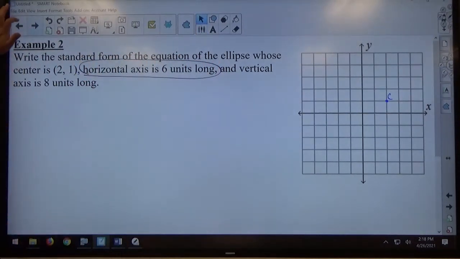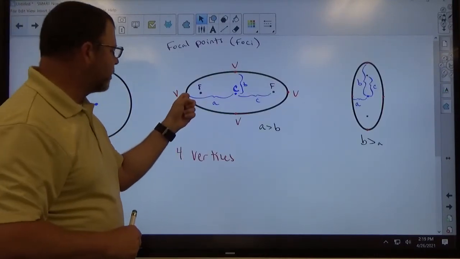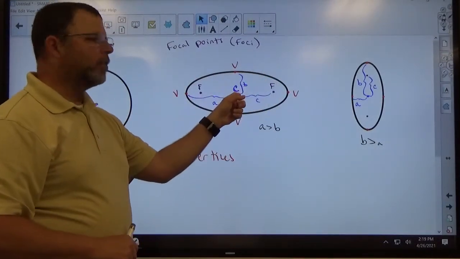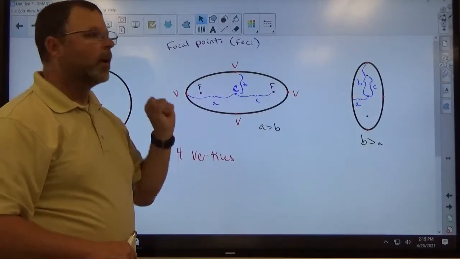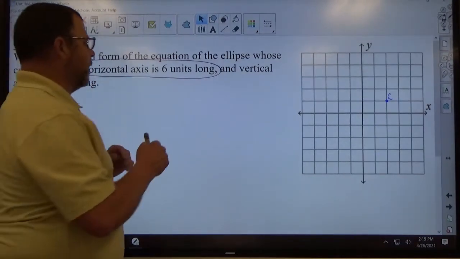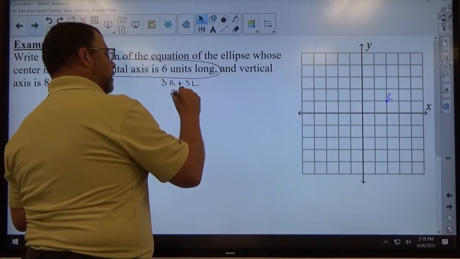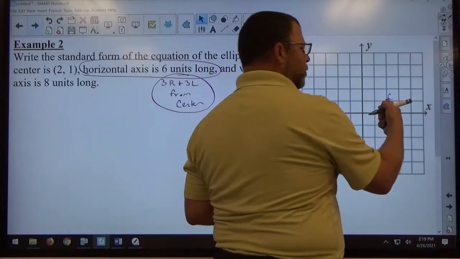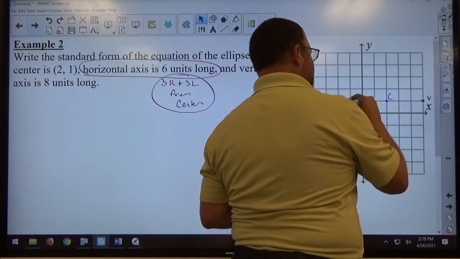If I go back to my picture here, the horizontal axis from vertex to vertex is 6 across. How far from the center in each direction? 3 right, 3 left, to go 6 across. So the horizontal axis is 6 units long, which means 3 right and 3 left from center. If my center is here and I go 3 right, there's a vertex, and I go 3 left, that's a vertex.